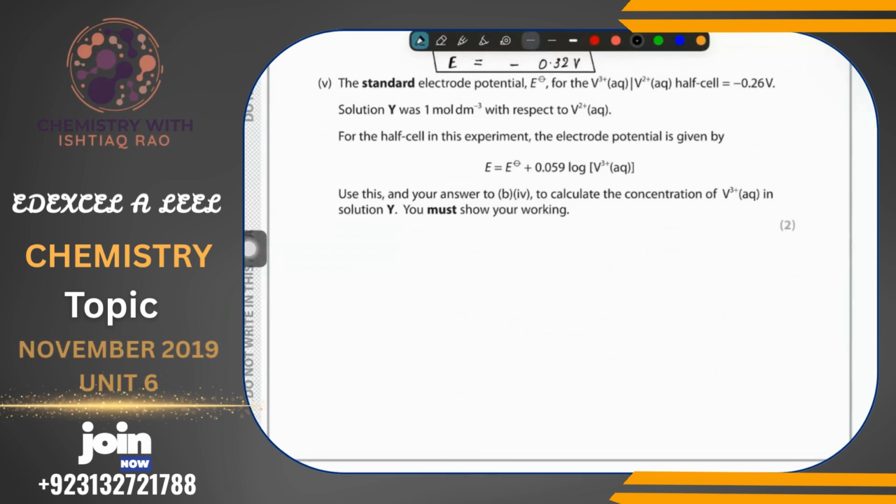And then the electrode potential E for the V3 plus half cell. Solution Y was one mole per decimeter cube with respect to V2 plus. For the half cell in the experiment, the electrode potential was given by this. Use this and the answer.